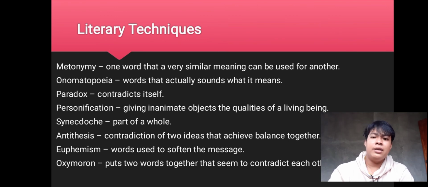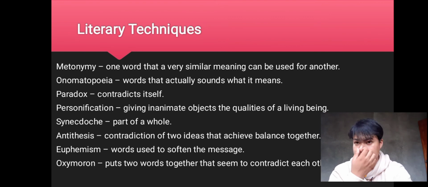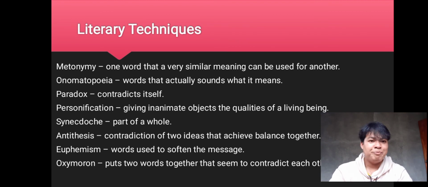Next literary technique is synecdoche. Synecdoche is a part of a whole. It is a figure of speech in which part of something is used to signify the whole or vice versa. I have an example here. The White House. When you encounter the word White House, it is used to signify the US President and the executive branch. Another example is wearing heels. This is used to signify high-heeled shoes. So let's proceed.